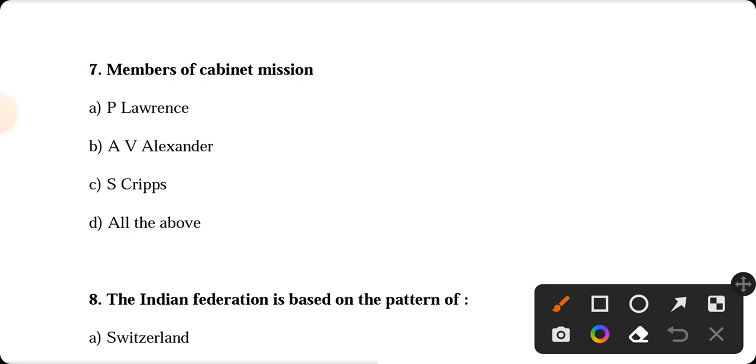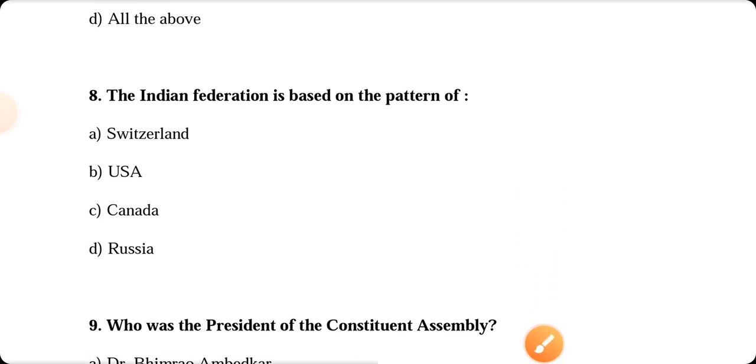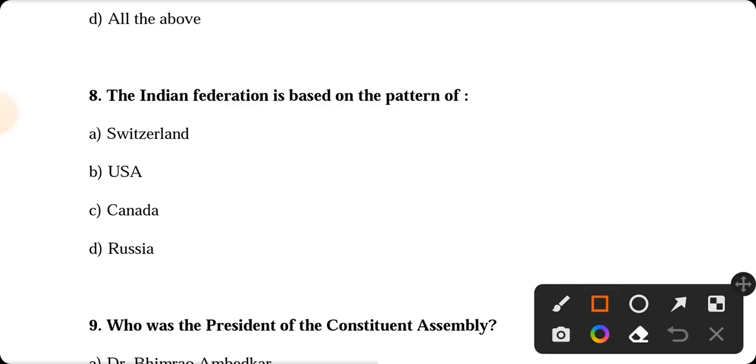Members of Cabinet Mission. There were 3 members in the Cabinet Mission. First member is Patrick Lawrence, who is considered as the chairman of the Cabinet Mission. Other 2 members are A.V. Alexander and Stafford Cripps. And the right answer will be all the above. The Indian Federation is based on the pattern of Canada.